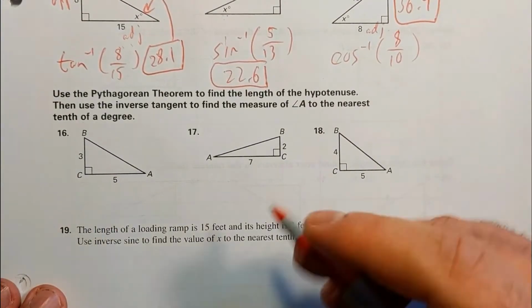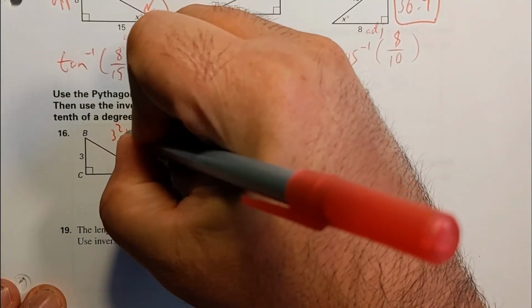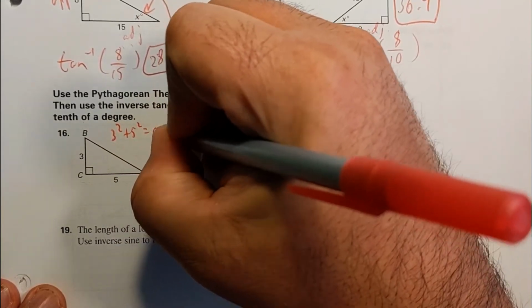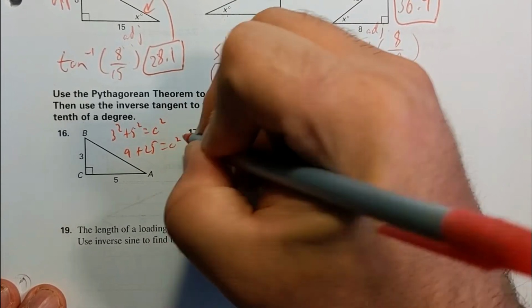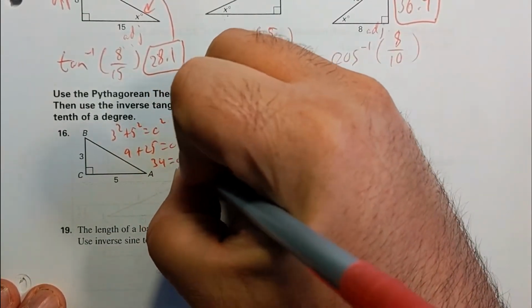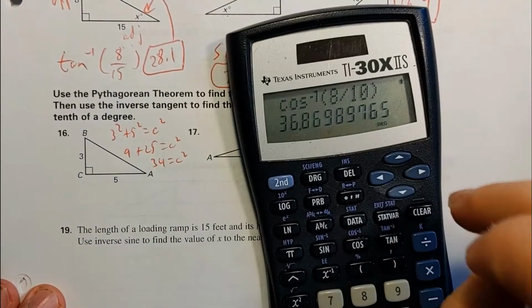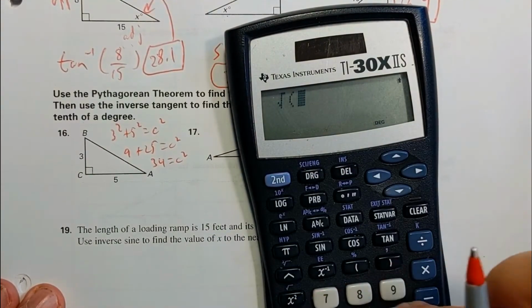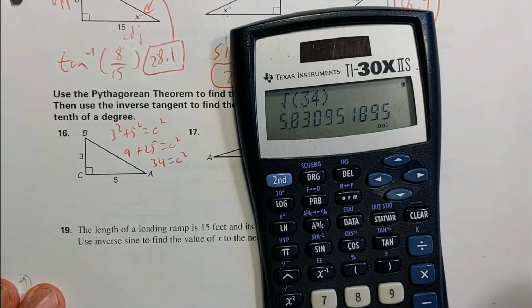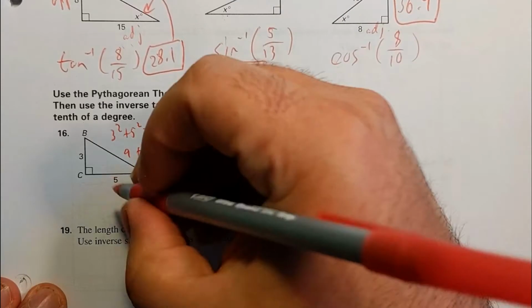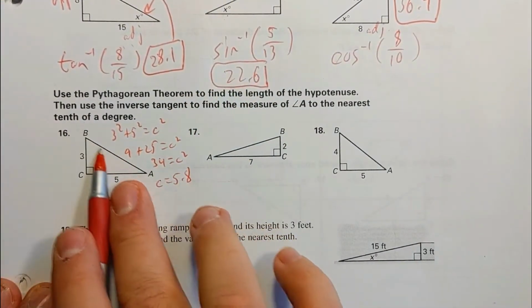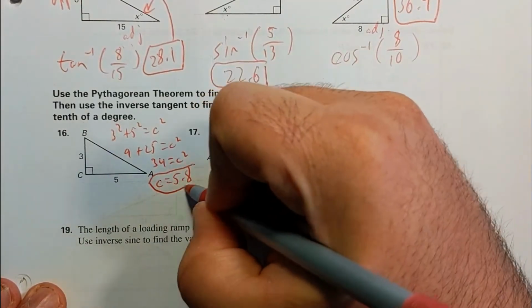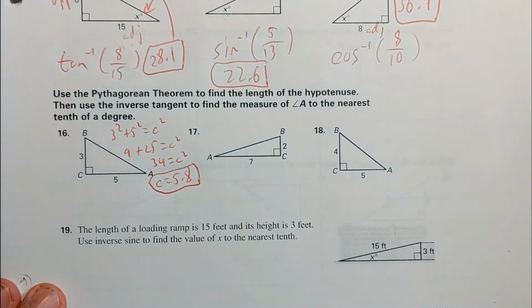So Pythagorean theorem, you'd go 3 squared plus 5 squared equals c squared. And that'd be 9 plus 25 equals c squared. That'd be 34 equals c squared. And you'd have to square root 34 to find out what c is. And c is 5.8. That would be this side right here, your hypotenuse. There is one of the answers.